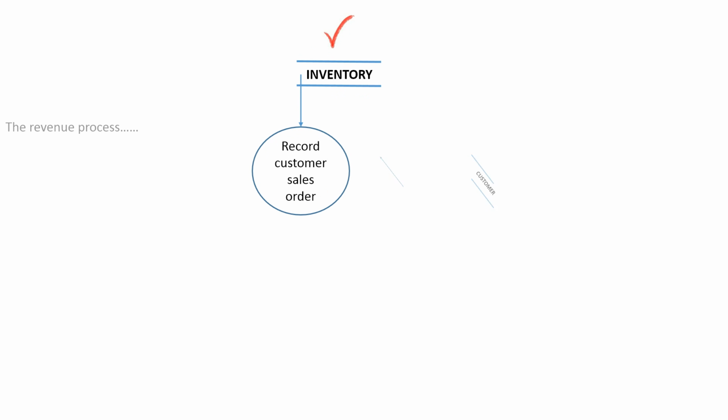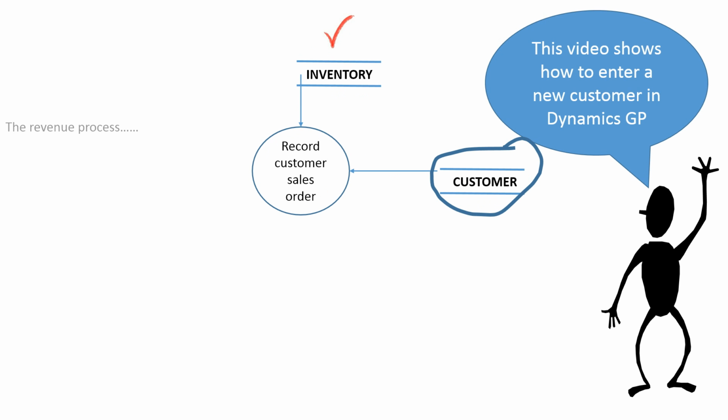The revenue process generally begins with a customer sales order, and that requires data from the inventory table and the customer tables. This video shows how to enter a new customer in Dynamics GP.